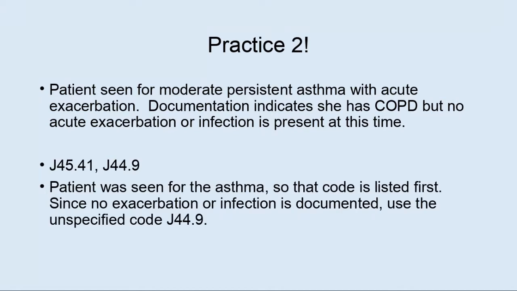So the coding is J45.41 and J44.9. The patient is being seen for the asthma, so that is coded first. J44.9 is used because there's no exacerbation or infection documented. So we're going to use the unspecified COPD code.